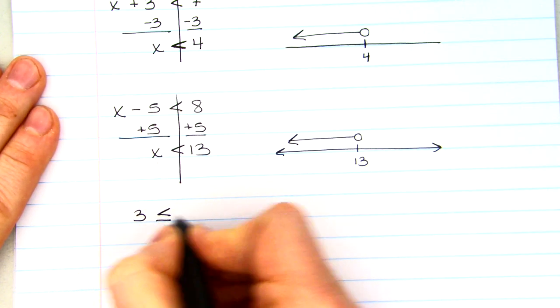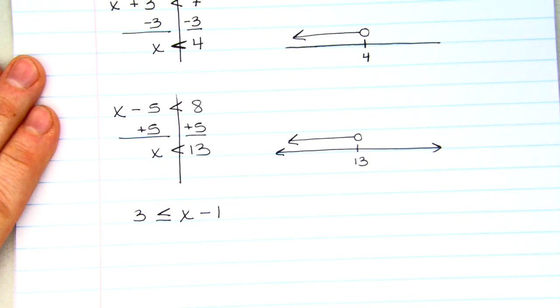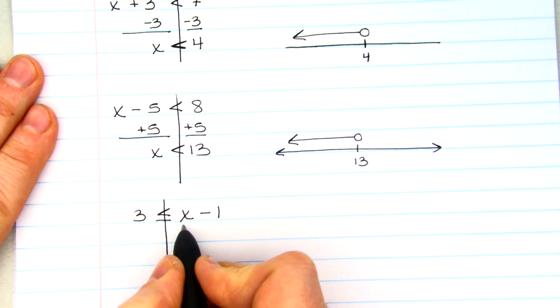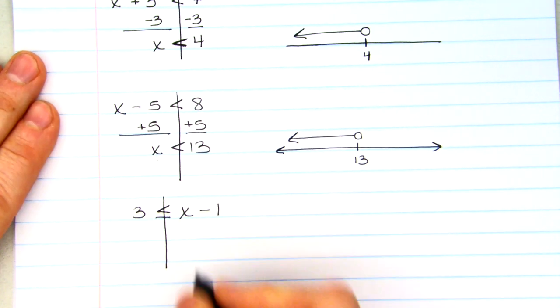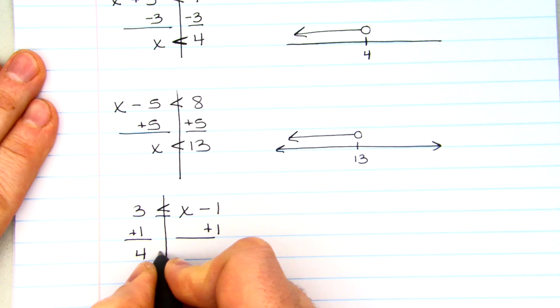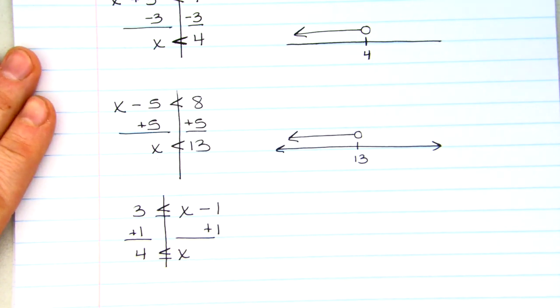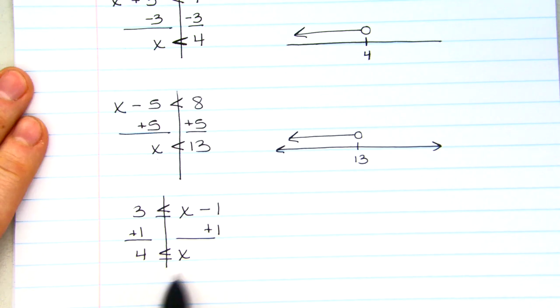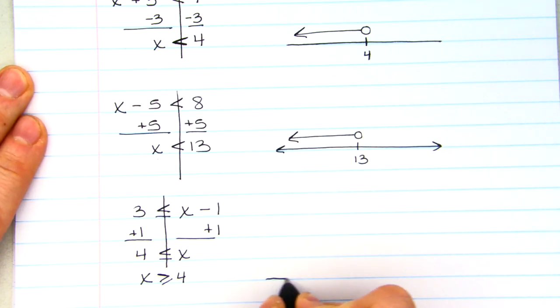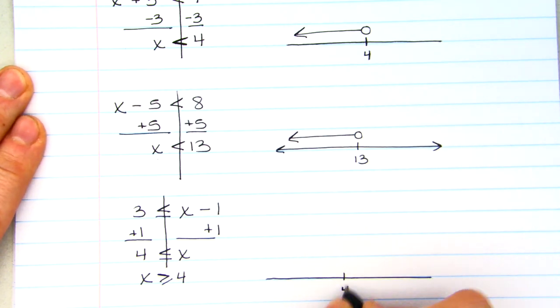3 is less than or equal to x minus 1. Well, to solve this, I want to get the x by itself, so I need to get rid of my subtraction problem. I'm going to add 1 to both sides. That's going to give me 4 is less than or equal to x. However, I want the x to come first. And if I want the x to come first, I have to flip absolutely everything around, including my symbol. So I'm going to get x is greater than or equal to 4. Tick mark at 4 with a closed dot, and I'm going to point to the right.